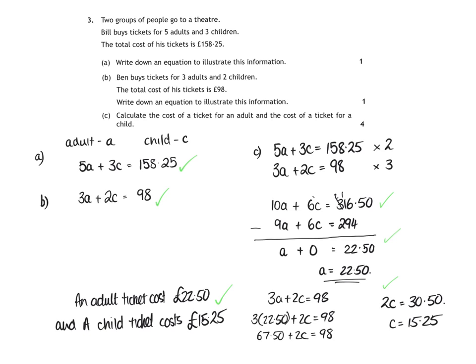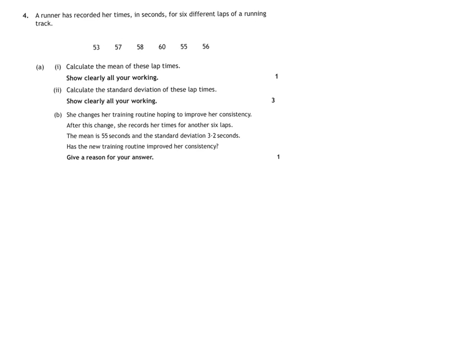Okay, so going on, we will move to question 4. Right, so question 4. This is our mean and standard deviation question, so we're given times for laps, and we need to calculate for part A(i) the mean of these values. We know that the mean can be written as x with that little line above it, and what we need to do is add together all of our values, just copying each of them down, and then we divide it by how many values we have. So we've got 1, 2, 3, 4, 5, 6, so we're dividing it by 6.